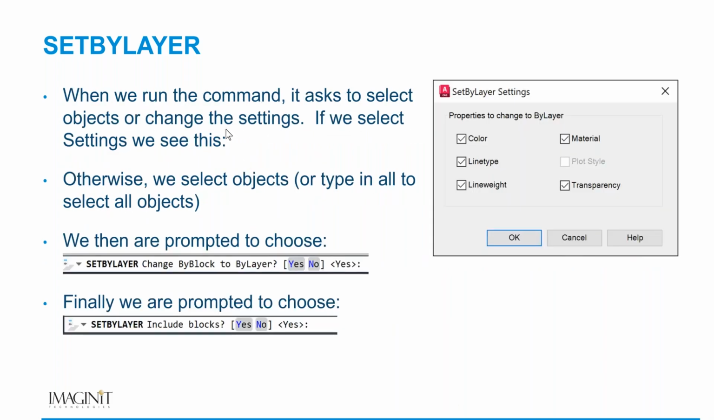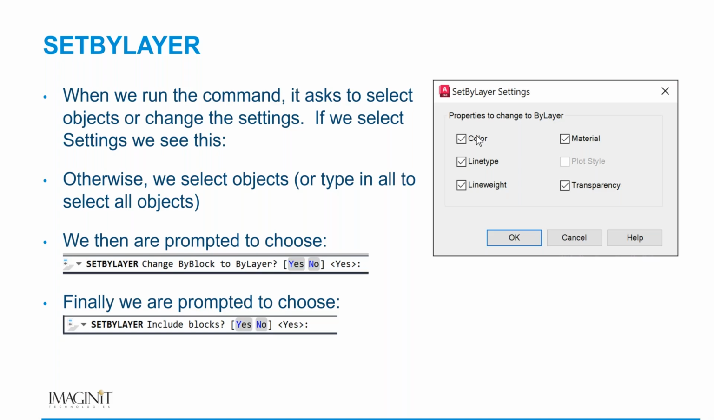So when we run the command, it asks to select objects or change settings. If we select the settings option, we get this. So we can tell it exactly what properties we want to change to by layer. We can go color, line type, line weight, material, transparency. Plot style only shows up if you're running STB or style-based plotting, so then you can force the plot style to by layer.